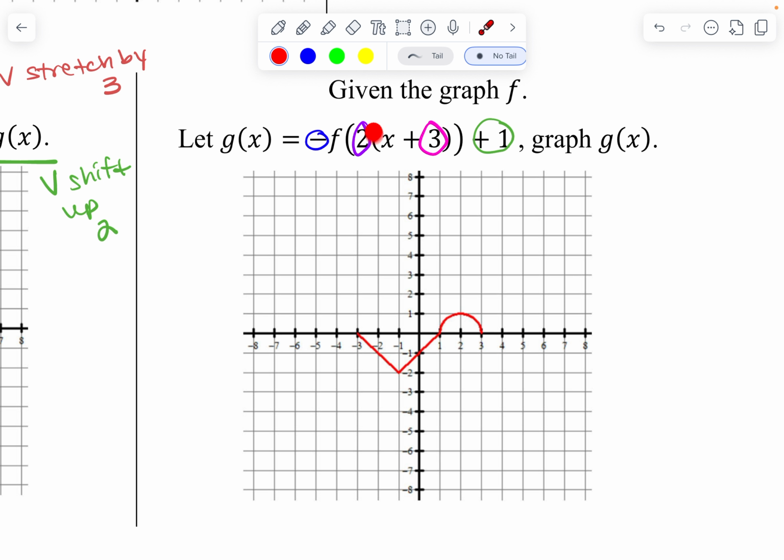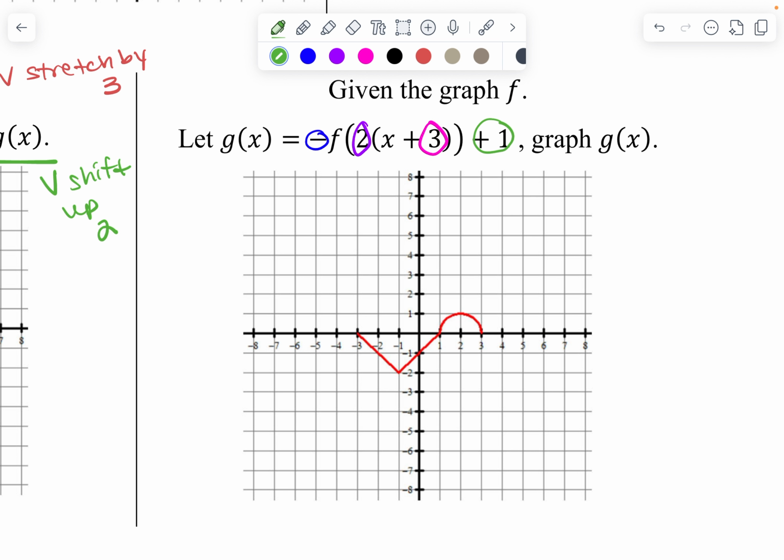So this is a 2. That would be a stretch if it was outside the parentheses. But because this is Funky Town, everything is opposite of what it seems. So this is a horizontal compression by 2. And this is a horizontal shift to the left because the opposite of plus is a minus.